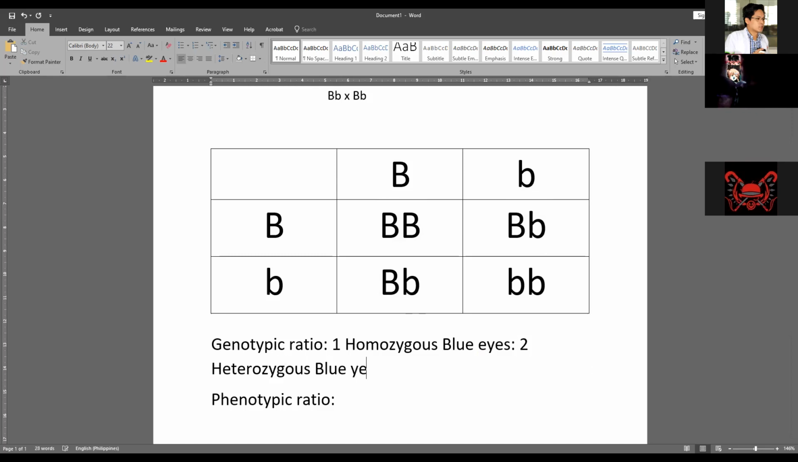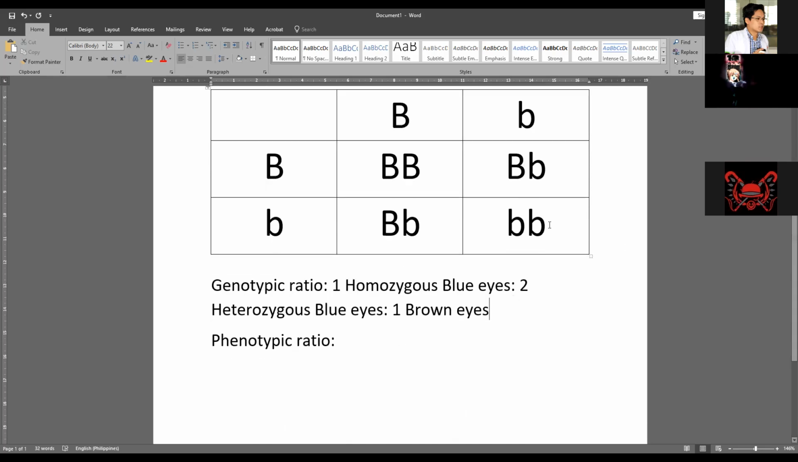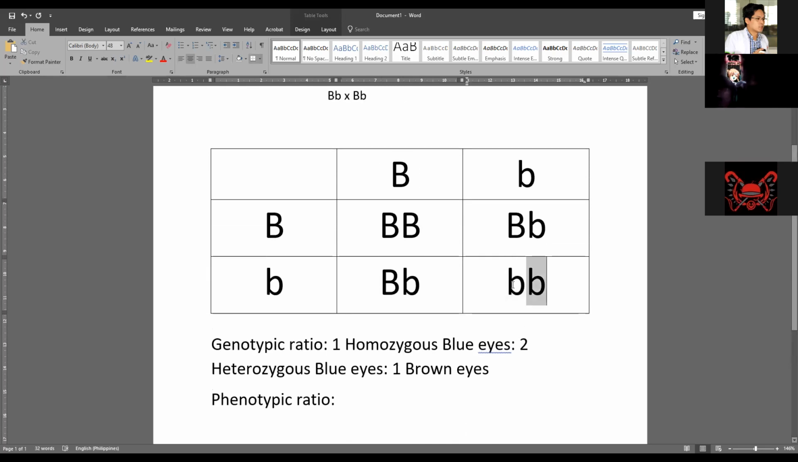Blue eyes is to 1 brown eyes. Correct? We cannot consider this as a heterozygous nor a homozygous. Why? Because this is a recessive allele or recessive gene.